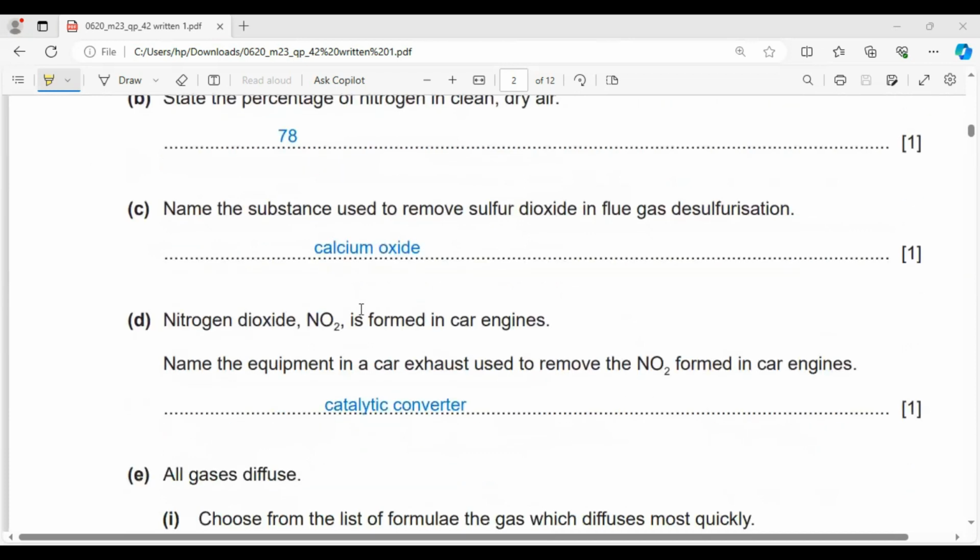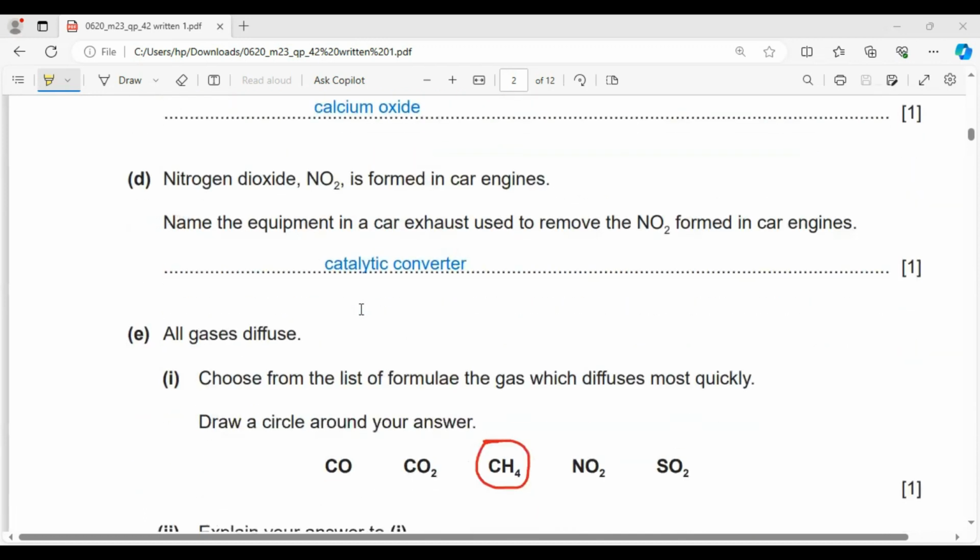Name the substance used to remove sulfur dioxide in flue gas desulfurization. Desulfurization is to remove sulfur dioxide from fossil fuels. So we use calcium oxide. Nitrogen dioxide is formed in car engines. Name the equipment in a car exhaust used to remove the NO2 formed in car engines. So how are nitrogen oxides removed? They are removed in a catalytic converter by reduction of nitrogen oxides to nitrogen gas.